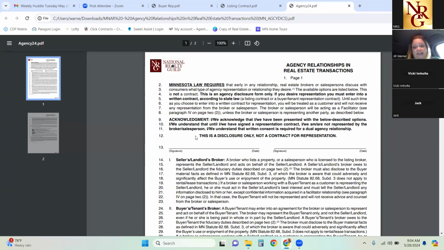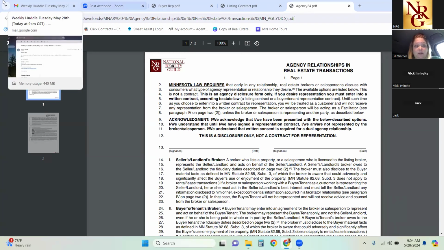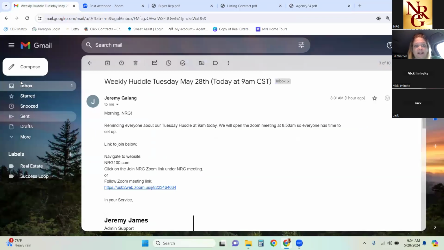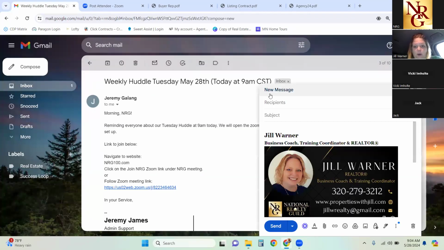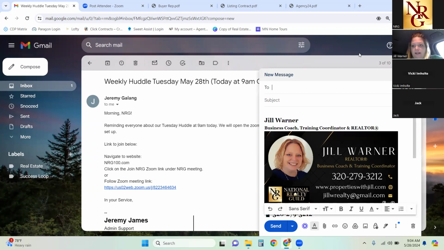If it's a buyer, if it's a listing, anybody you should be having real estate transactions with, you should always be going over this agency relationship form with them. If you want this on the bottom of your email, please reach out to me. What I'll show you quick is if I compose an email, drag this down, and see if I can get it to move over.